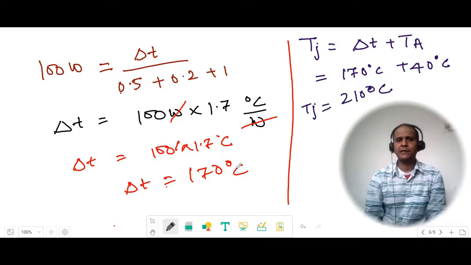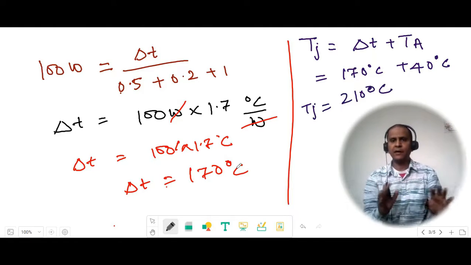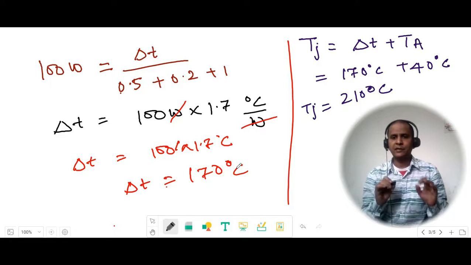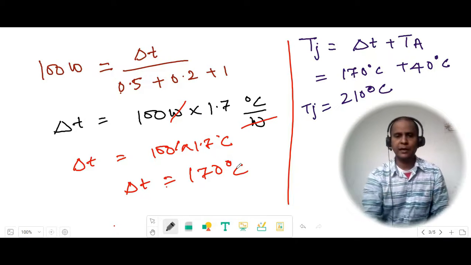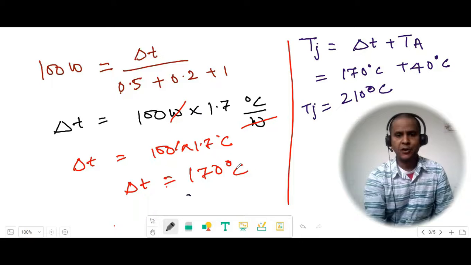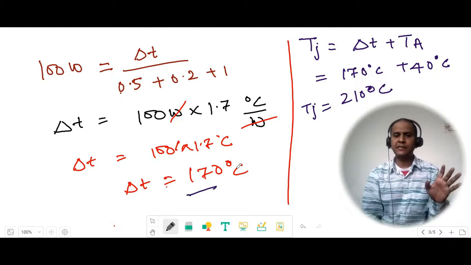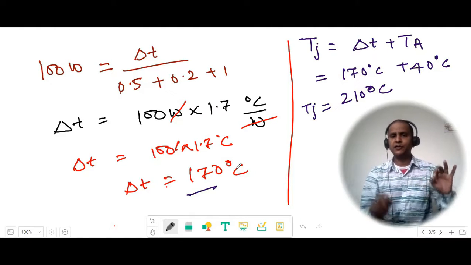Can you imagine, the MOSFET you have selected is dissipating 100 watt of power, and the maximum junction temperature of the MOSFET is 210 degrees centigrade. The temperature rise in the MOSFET due to the power dissipation is 170 degrees, and then you have to add 40 degrees, your ambient temperature. So the total worst case junction temperature is going to be 210 degrees centigrade.